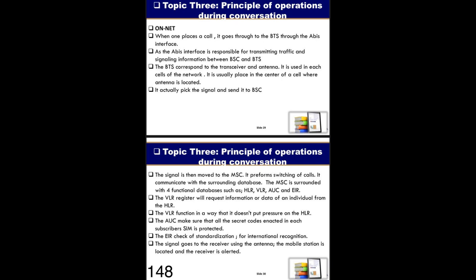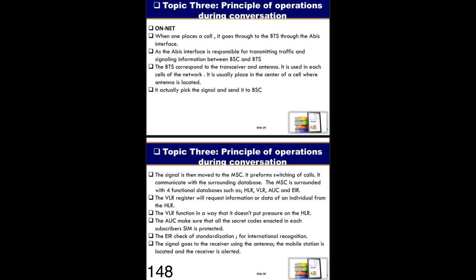The signal is then moved to the MSC. It performs switching of calls. It communicates with the surrounding databases. The MSC is surrounded by 4 functional databases: HLR, VLR, AUC, and EIR. The VLR will request information or data of an individual from the HLR. The VLR functions in a way that it doesn't put pressure on the HLR.